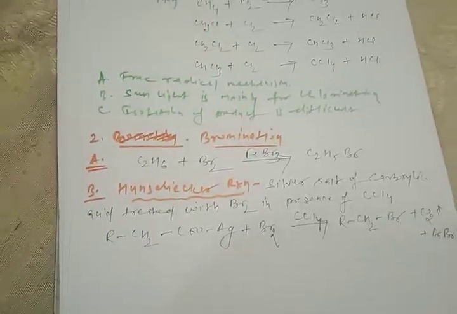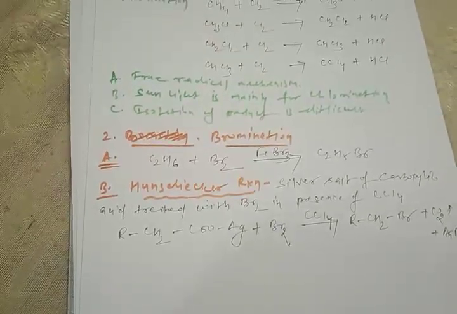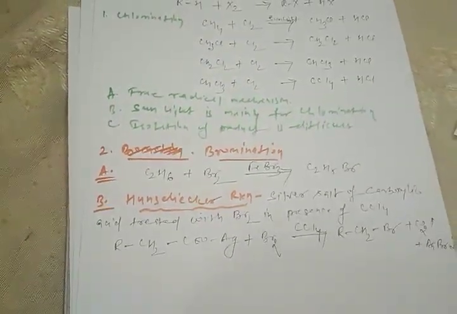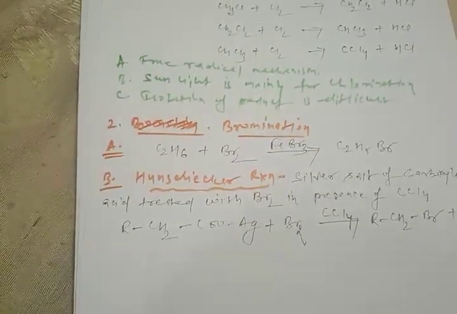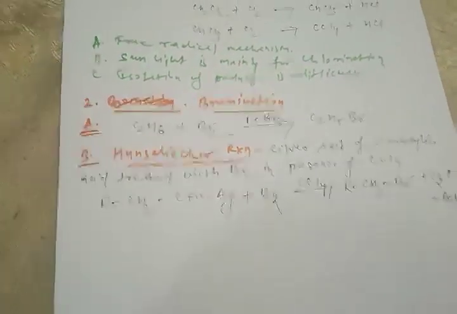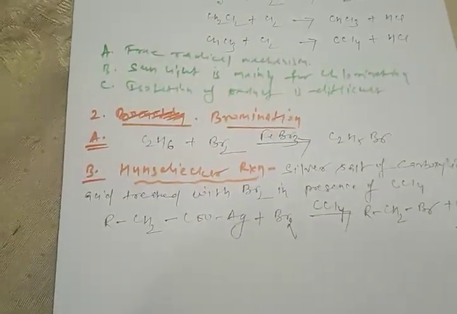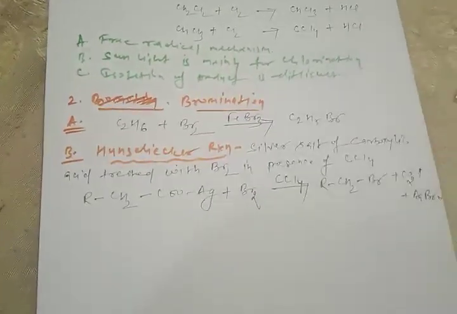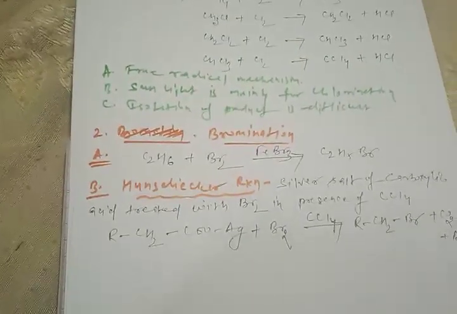Okay, so halogenation is of two types: one is chlorination and one is bromination. Now fluorination and iodination are not possible directly. Fluorination requires a large amount of energy to break the F-F molecule, because the size of the molecule is very small. And iodination will not take place because of the volatile nature of iodine.